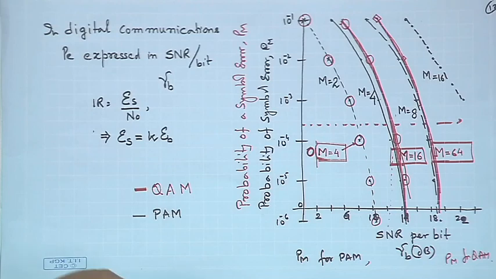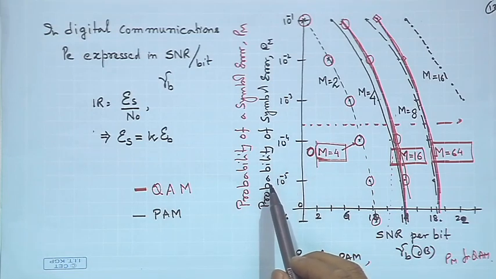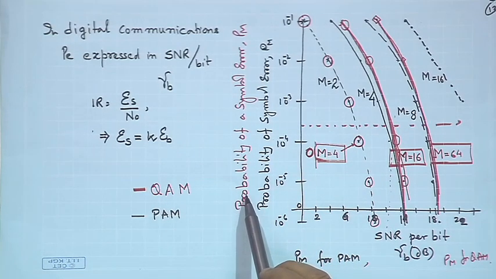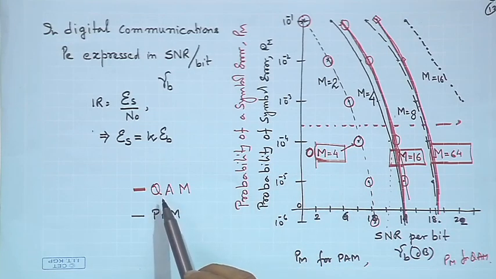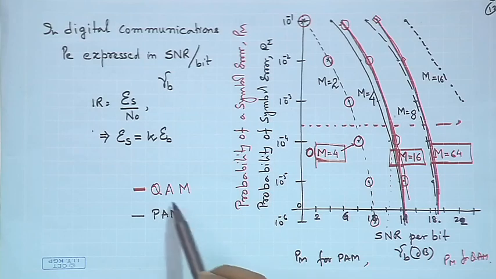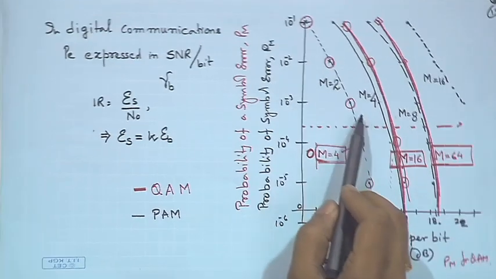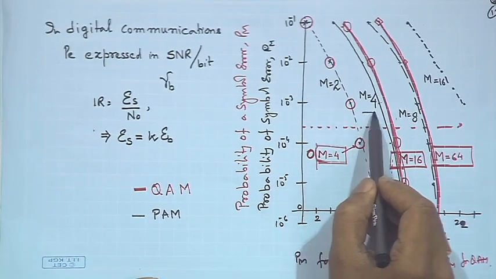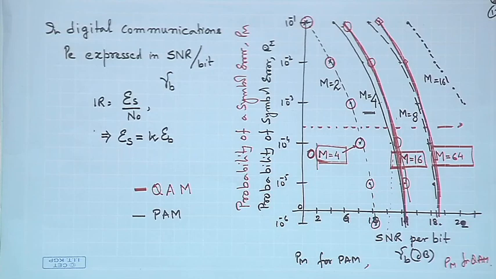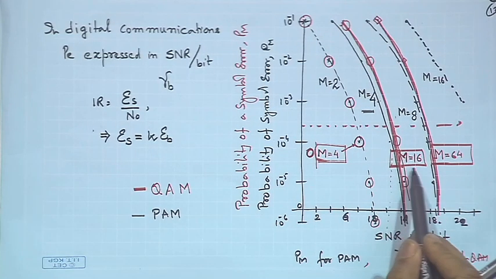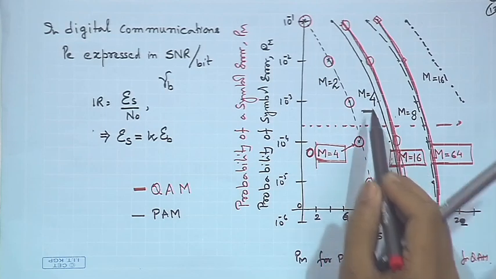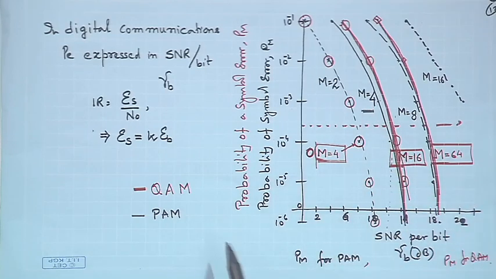So, in this particular picture, we not only had PAM, but we also had QAM, and we said the performance is very similar, simply because QAM can be constructed by two PAMs. So, what we find is M equals 4 for PAM has similar performance as M equals 16 for QAM. The reason being, 16 QAM can be constructed by 4 PAM.